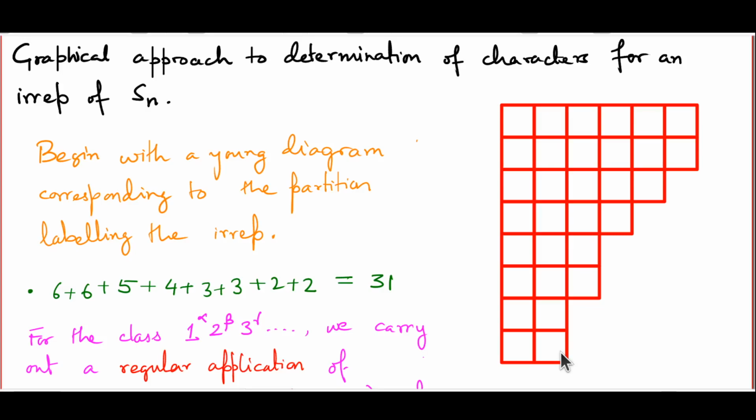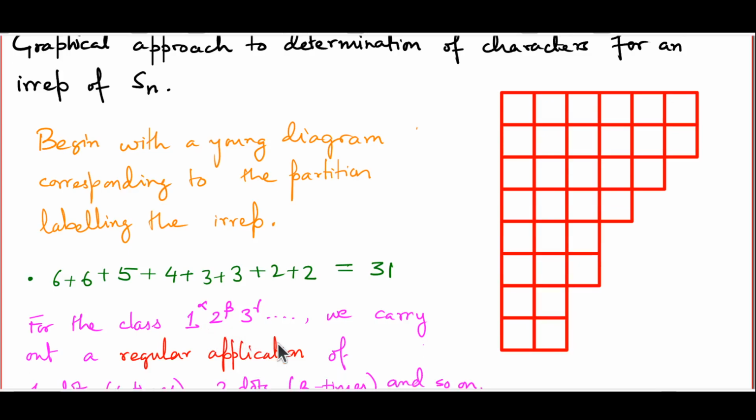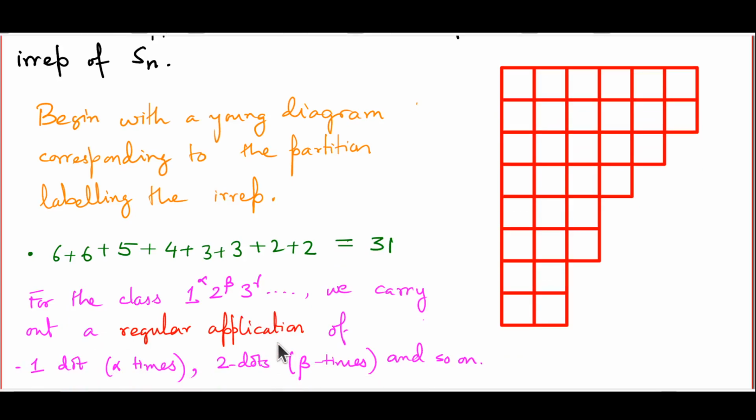That is, this Young diagram will be useful in determining the character for this particular irreducible representation, an irrep labeled by the partition 6 plus 6 plus 5 plus 4 plus 3 plus 3 plus 2 plus 2 of S31. Now, to determine the value of the character corresponding to a class labeled by the cycle structure 1 to the alpha, 2 to the beta, 3 to the gamma, etc., what we have to do is carry out regular applications of alpha 1 dots, beta 2 dots, gamma 3 dots, or triplets of dots in succession.